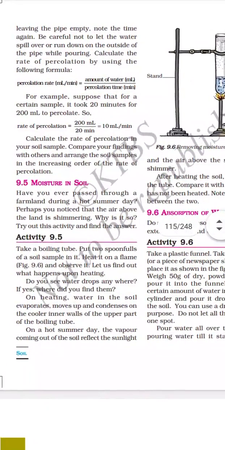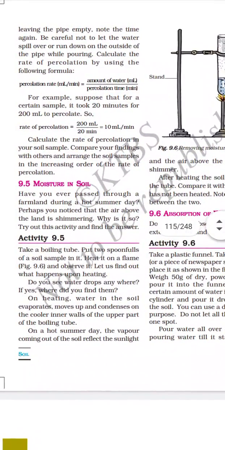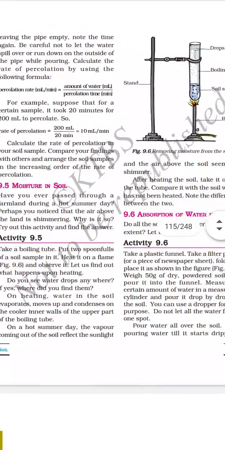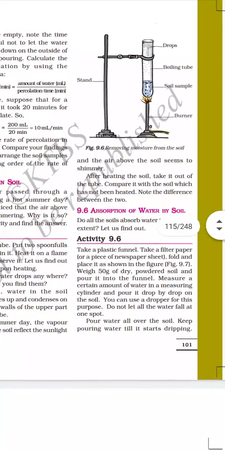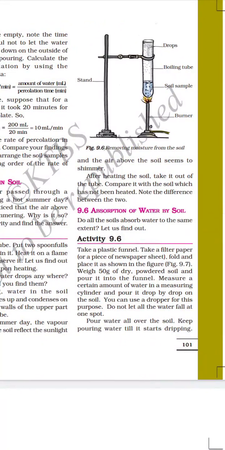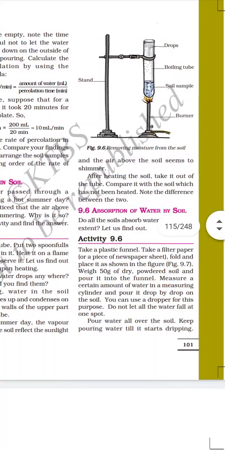On a hot summer day, the vapor coming out of the soil reflects the sunlight and the air above the soil seems to shimmer. After heating the soil, take it out of the tube and compare it with the soil which has not been heated. Note the difference between the two.